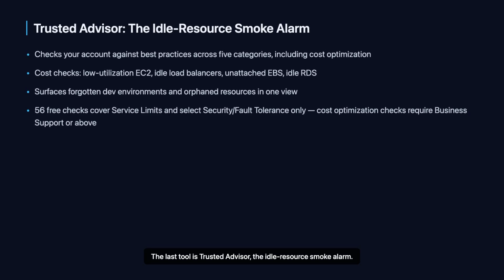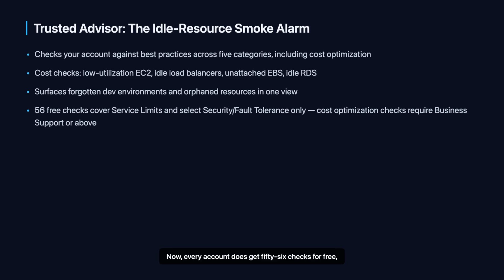The last tool is Trusted Advisor, the idle resource smoke alarm. It continuously checks your account against best practices across 5 categories, and one of those is cost optimization. Its cost checks catch low utilization EC2 instances, idle load balancers, unattached EBS volumes, and idle RDS databases. That's how MegaCorp's forgotten dev environments and orphaned resources surface in a single view.